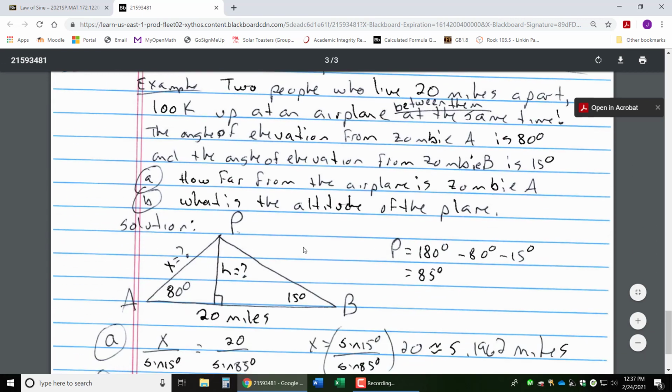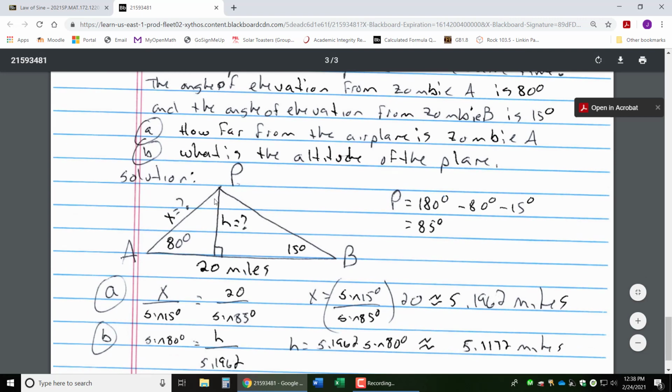I find it helpful to draw the diagrams and label the parts, label the things you're solving for. And you can use different letters. I used H for height. Doesn't make any difference. So part A, how far from the airplane is zombie A? So that's my X. And then the altitude, that's that vertical H, right yonder. So we've got 2 of the angles. We can find the third angle, the angle that the plane makes in the triangle, 85 degrees.